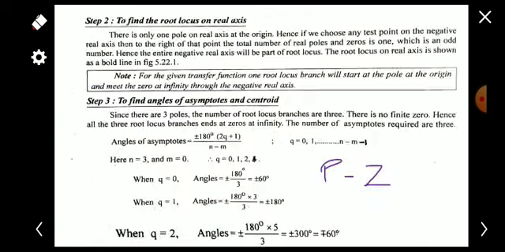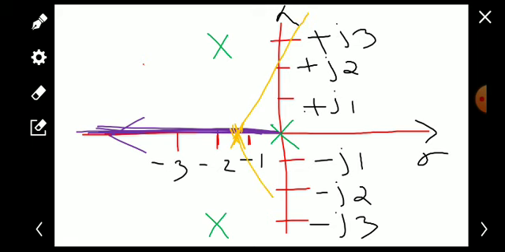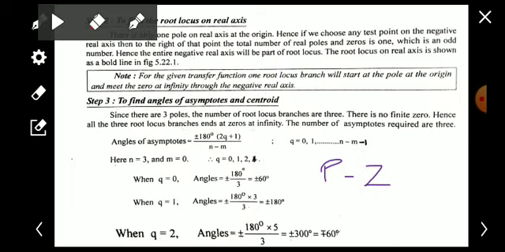So in this way we can draw the graph, taking an angle of plus or minus 60. So these will be the asymptotes.